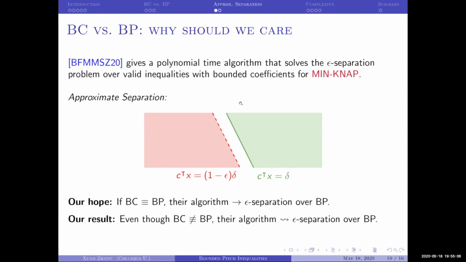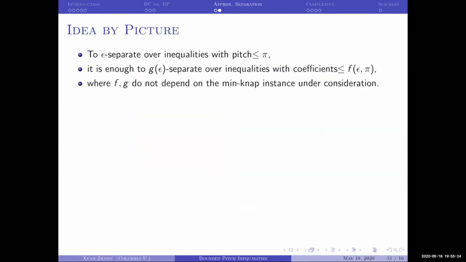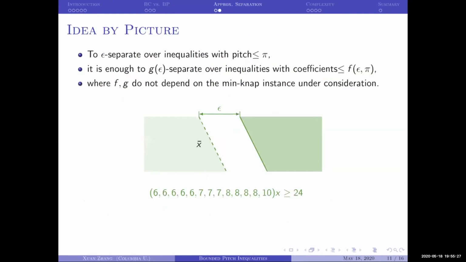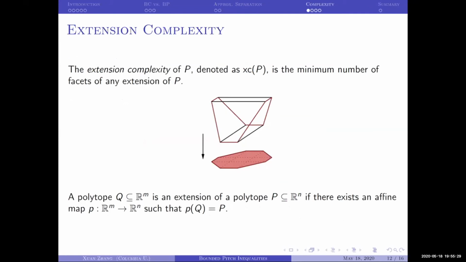One thing I want to point out is that here we're only considering approximate separation problems and not the exact separation problem, because the exact separation problem is already NP-hard if you just consider inequalities with pitch 1. So I'm not going to go too deep into how we prove this, but rather I will go to the next result, which looks at pitch from a different perspective.